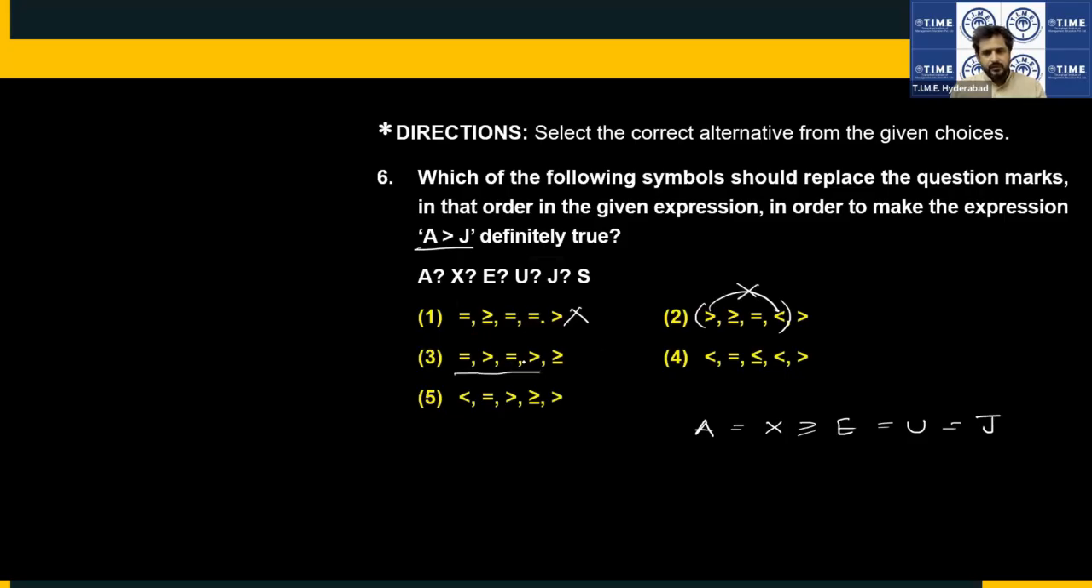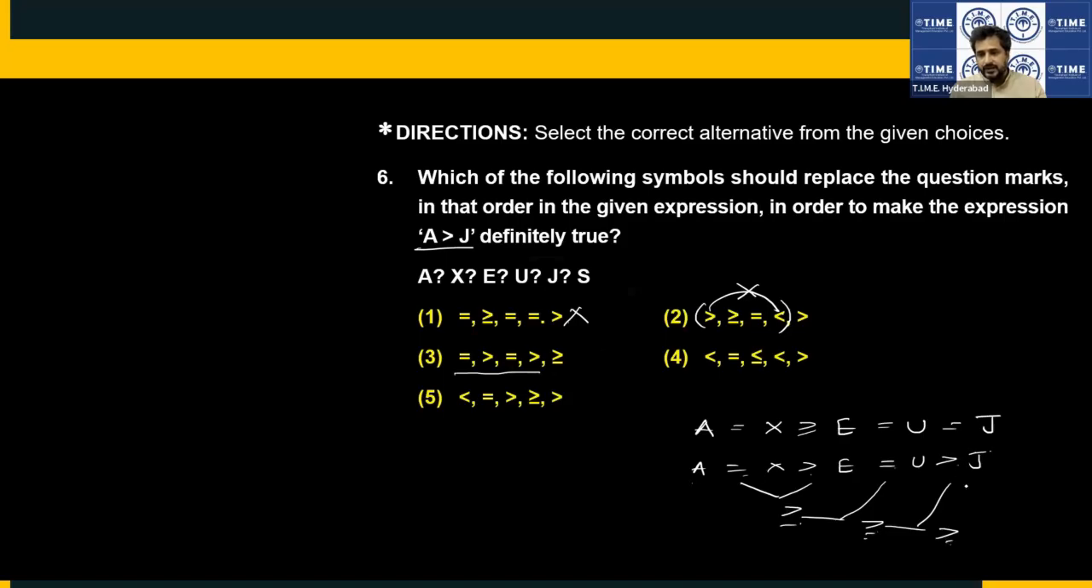Let's move to the third option. A equal to X, greater than E, equal to U, and greater than J. Let's check. Equal to and less than leads to less than, and equal to leads to less than, and less than leads to less than. A less than greater than, equal to and greater than leads to greater than, and equal to leads to greater than, and greater than leads to greater than.